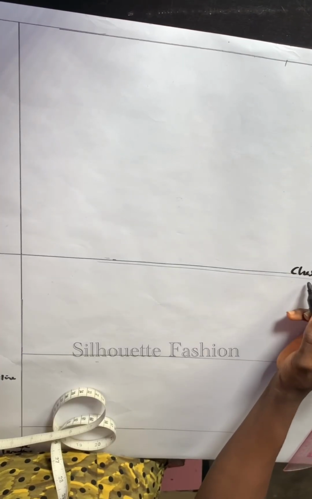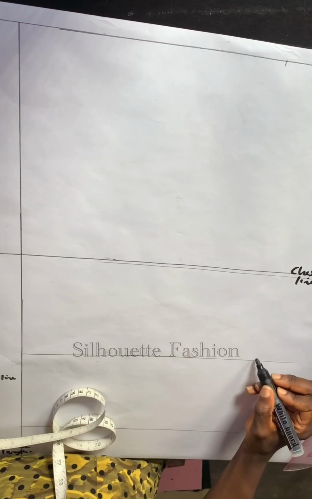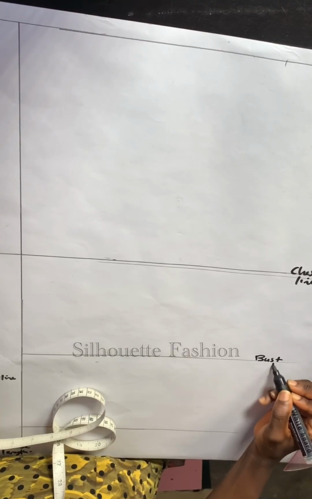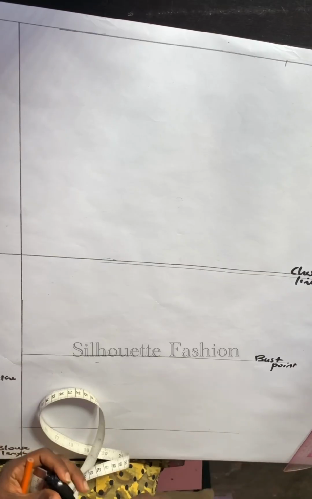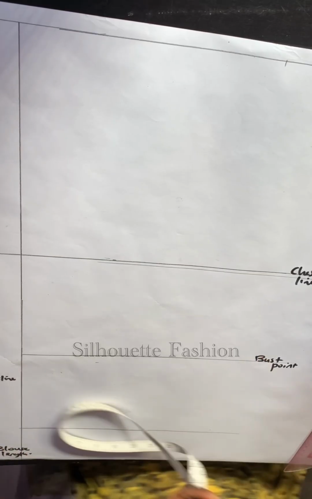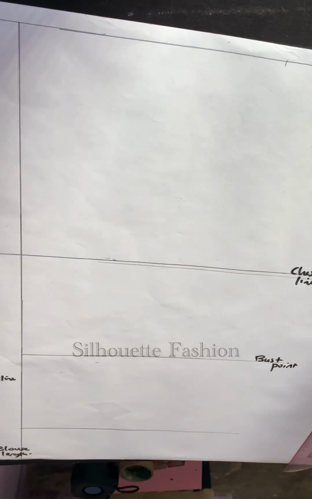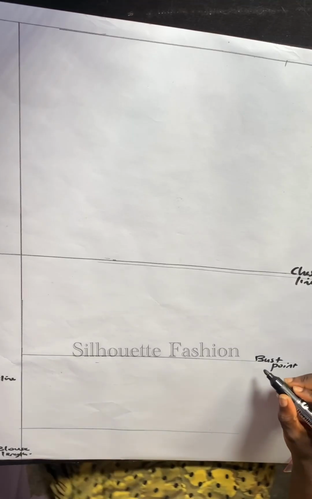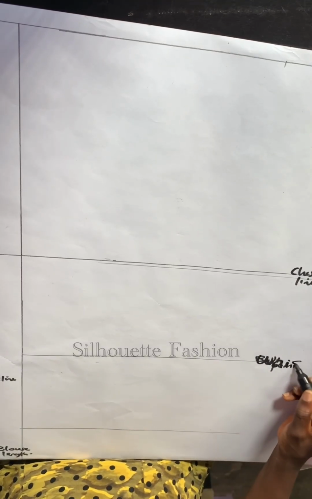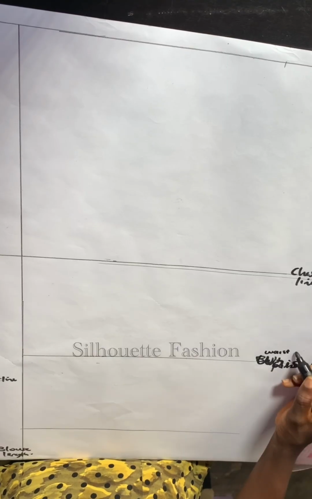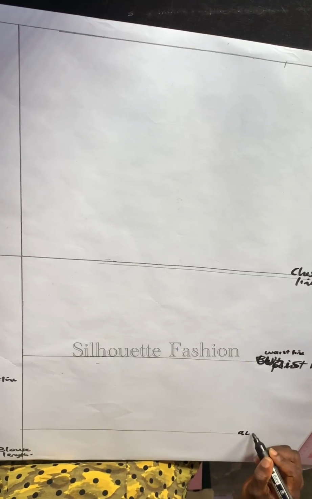So now I'm going to label all my lines. My chest line, I wanted to write waistline here. I made a mistake. So that's my waistline. Okay, I'm going to correct that now. Waistline. Then my blouse length.